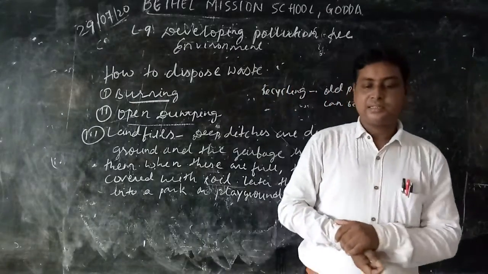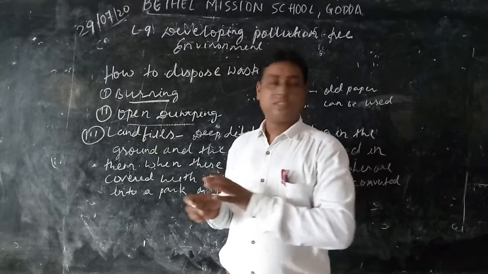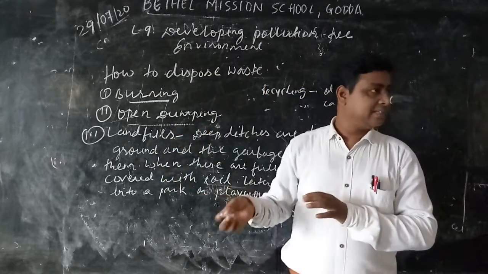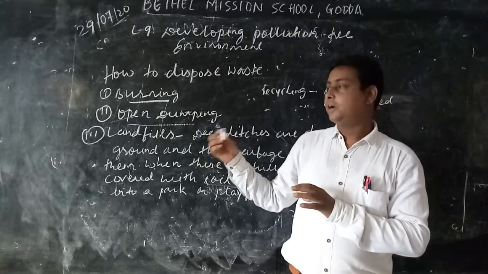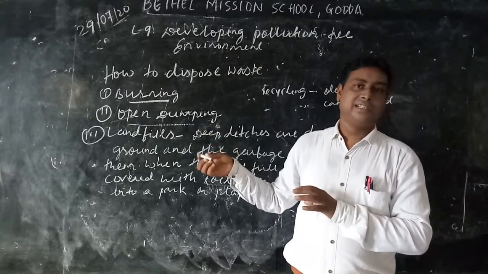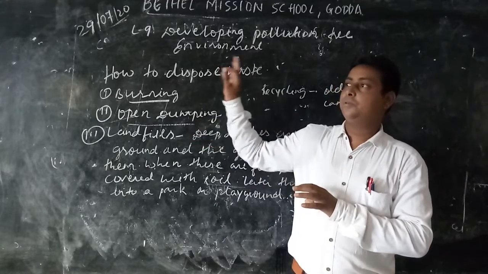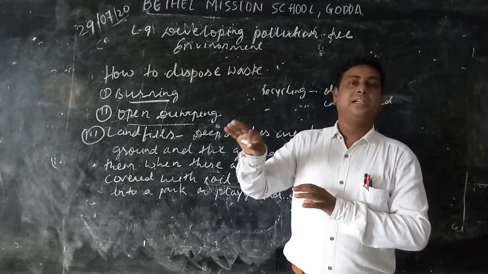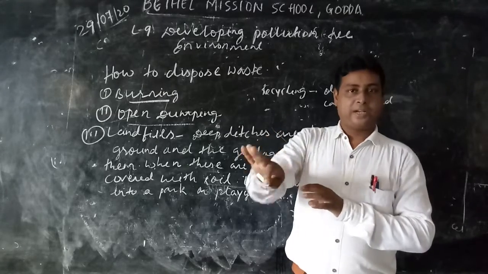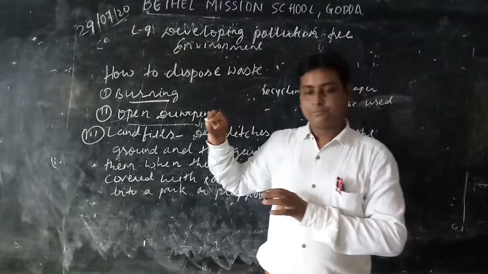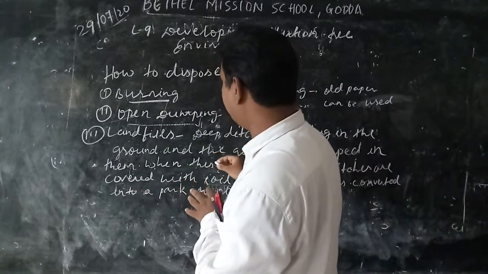Understand? So in this process we collect all the materials, both biodegradable and non-biodegradable waste materials, and they are taken away from the city and town, and after that they are dumped there in an open area. So this process is known as open dumping. Understand?